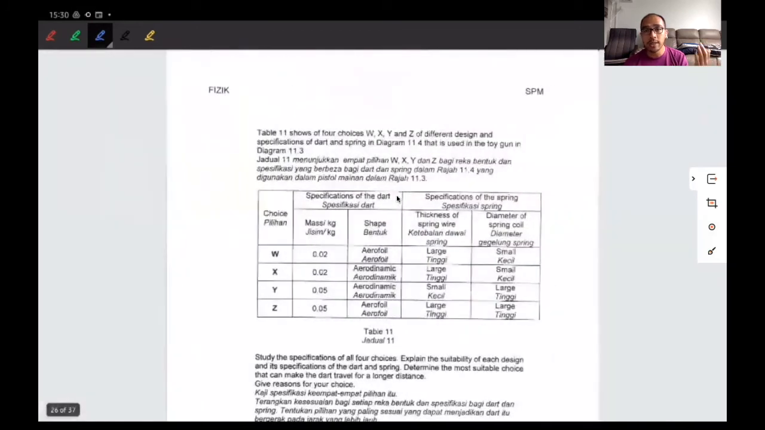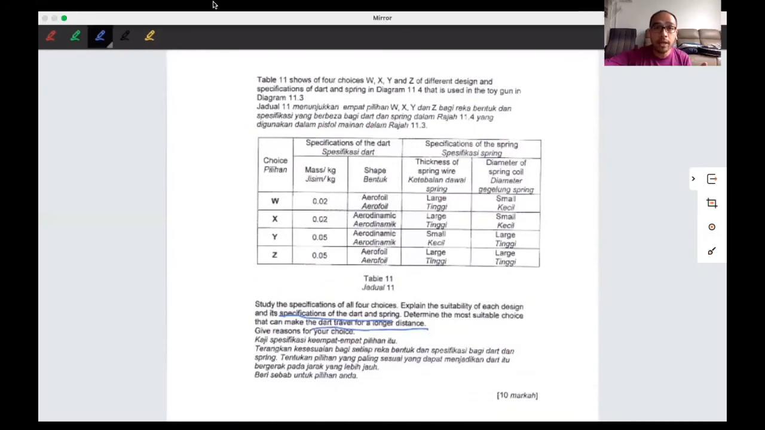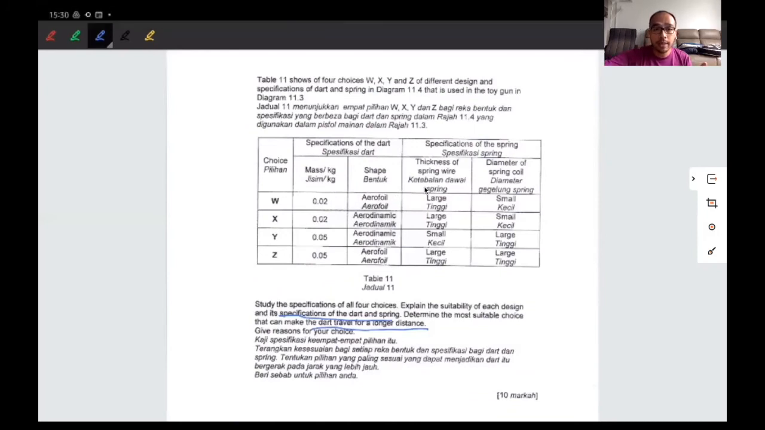The good news is this is a making a choice question. So what do we want? We want suitable specifications of the dart and spring to make the dart travel a longer distance. Same question as the ball bearing just now, almost the same as the pistol we shot earlier. So let's get down to it now.